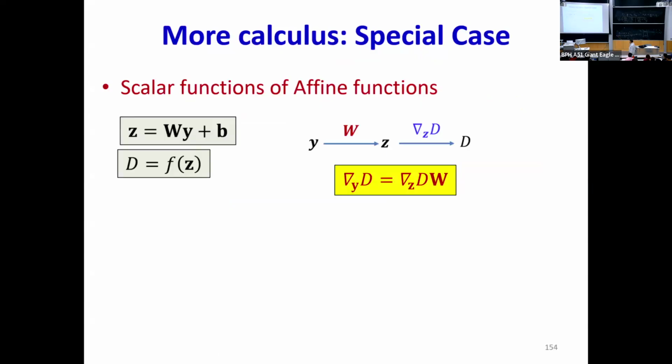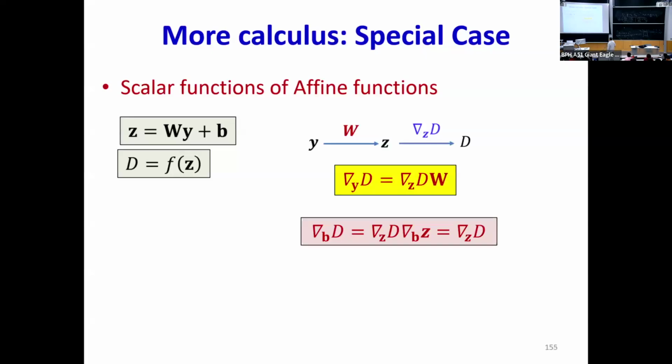Okay. One final bit, if z equals wy plus b and d is f of z, that's the influence diagram on top, then the derivative of d with respect to y is the derivative of d with respect to z times w, because w is simply the derivative of z with respect to y, right? Easy. But then here's the crazy bit. The derivative of d with respect to b is the derivative of d with respect to z times the derivative of z with respect to b. The second term is an identity matrix. So that's just the derivative of d with respect to z.